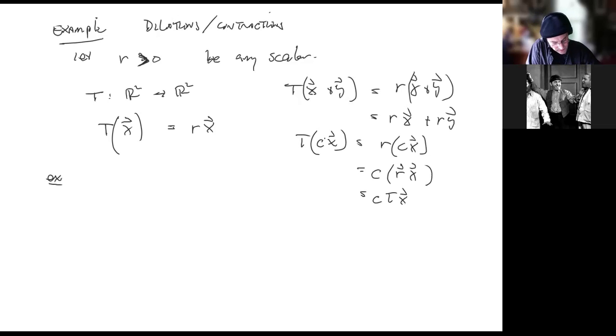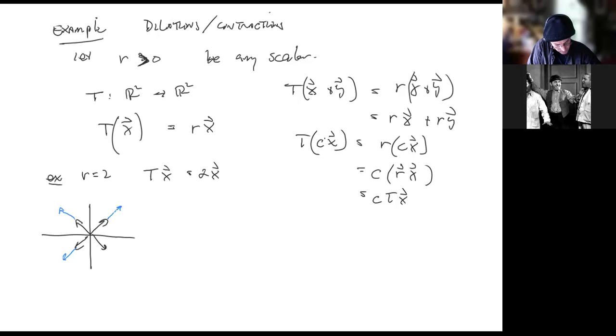Okay, so for example, let's let r equal 2. What is this actually doing? T of x in this case is twice x. It's stretching any vector in R^2 by a factor of 2. Here I'm stretching each vector by a factor of 2, and it points in the exact same direction, but it's just stretching. So that's a dilation.